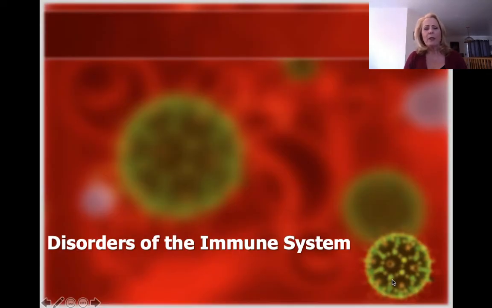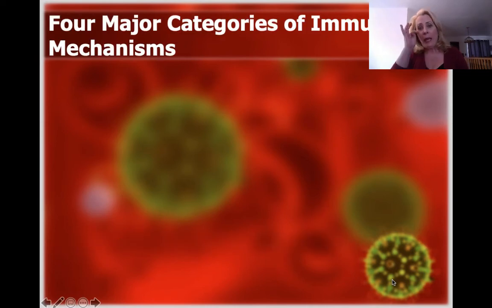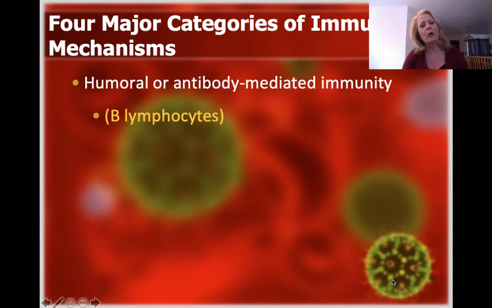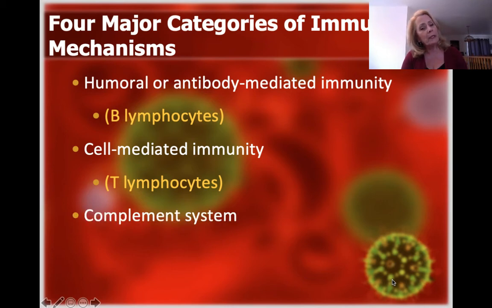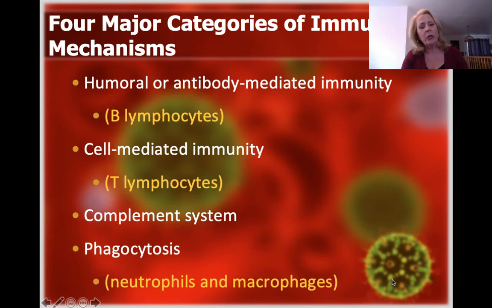All right, so we are going to start this lecture today with disorders of the immune system. And there are four major categories of immune mechanisms. The first is what we would call humoral or antibody-mediated immunity, and this is controlled by B lymphocytes. Then you have cell-mediated immunity, and that has to do with T lymphocytes, the complement system, and then phagocytosis, which is going to be your neutrophils and macrophages, which are also referred to as phagocytes. And we're going to go through each of these mechanisms as we go along.